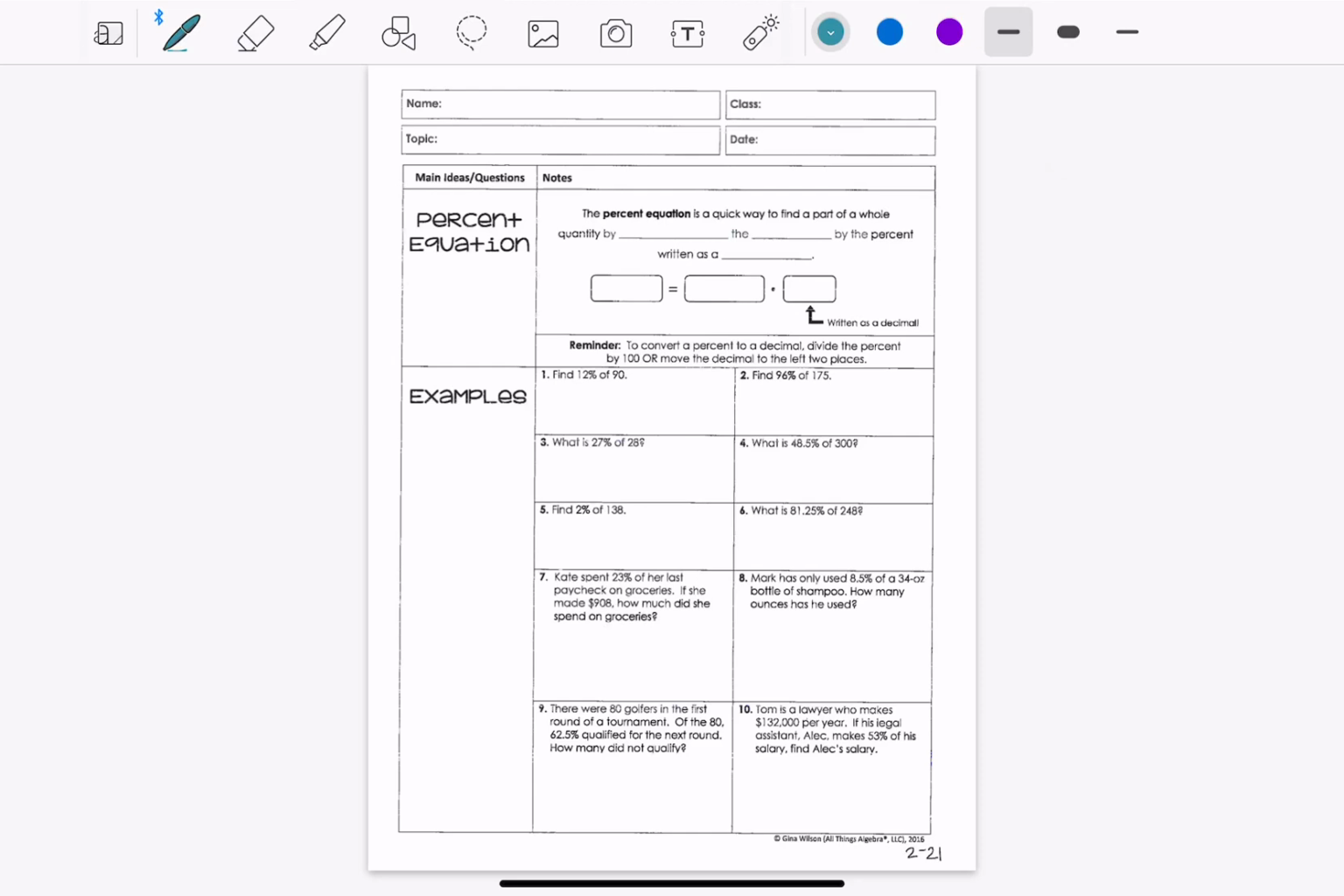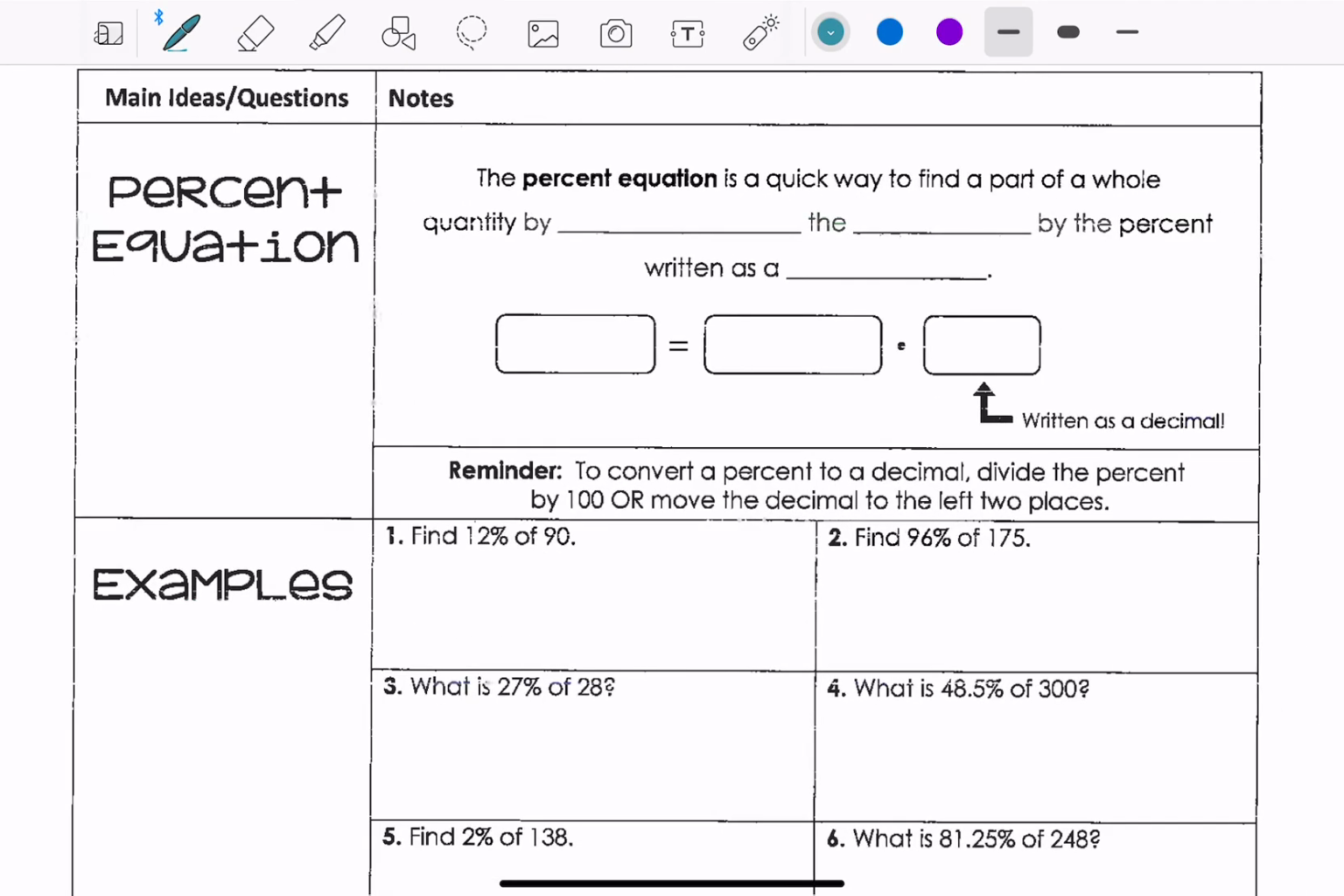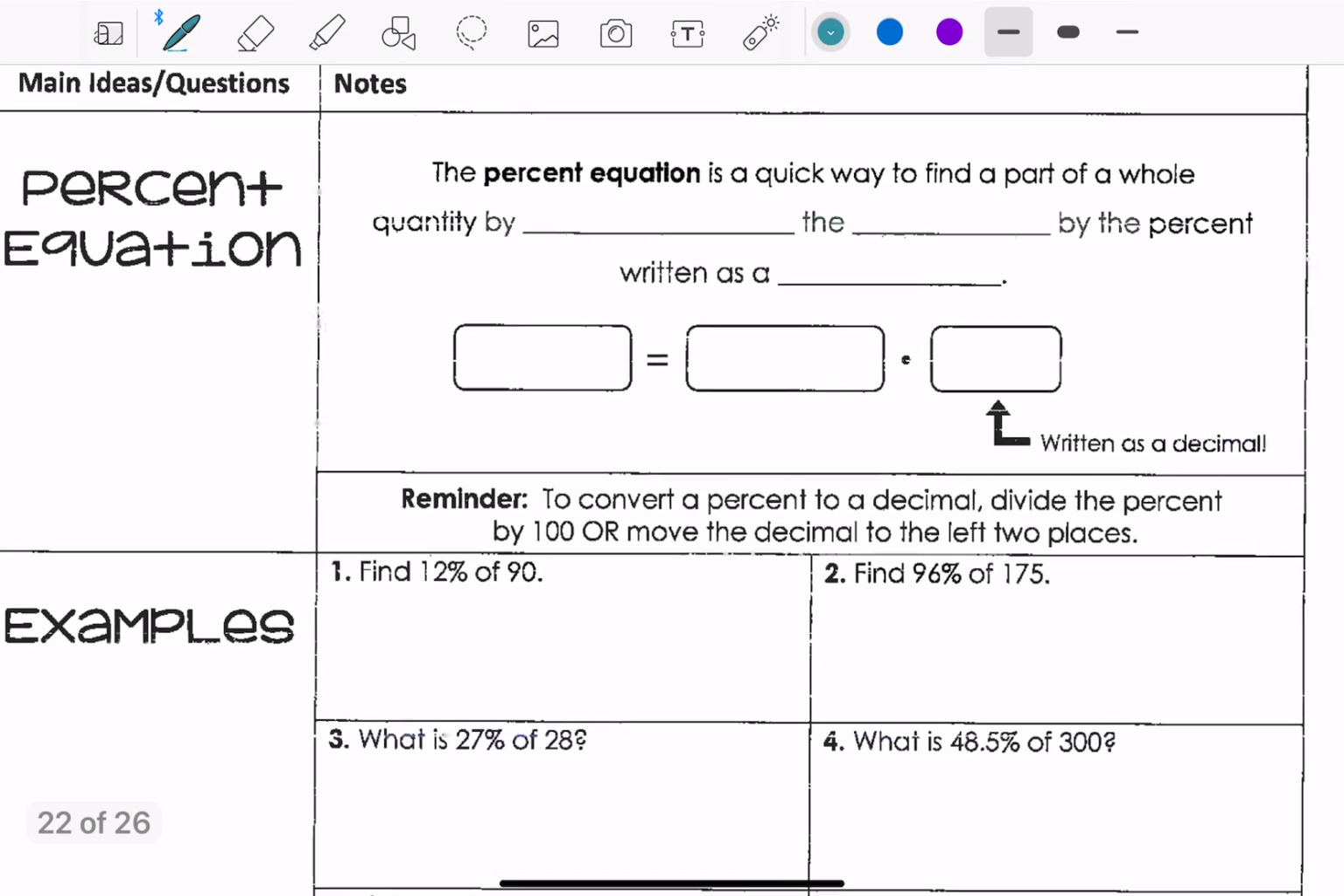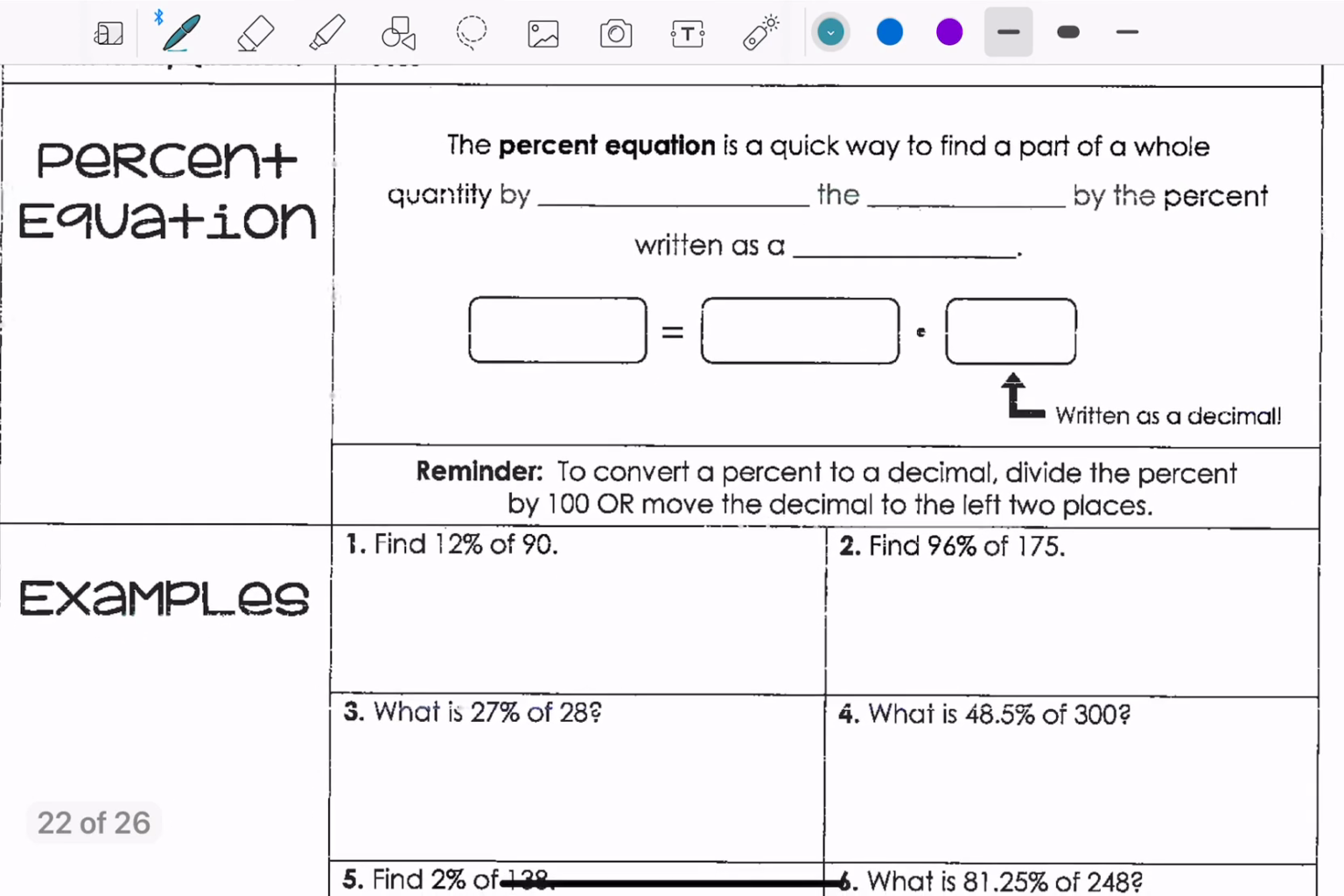So for today's notes, we're going to be on page 221 in our notebook, and we're going to be working on something called the percent equation. So let's just fill in this definition. The percent equation is a quick way to find a part of a whole quantity by multiplying the whole by the percent written as a decimal.